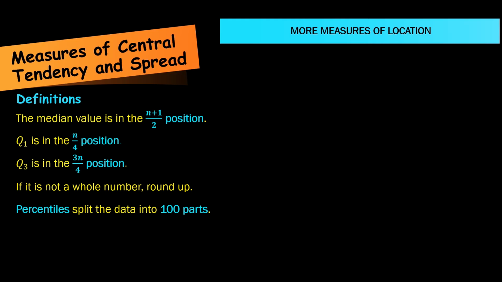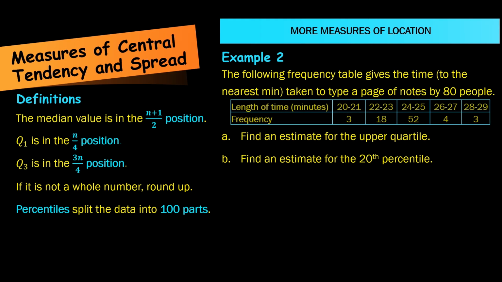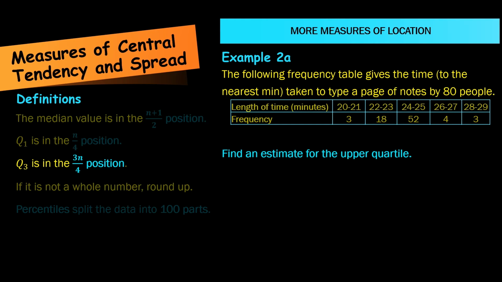Now let's take a look at percentiles. Remember that percentiles split the data into 100 parts. Pause the video and have a go at this example. Press play when you're ready to view the solutions. So let's take a look at part 2a first. The frequency table gives the time to the nearest minute taken to type a page of notes by 80 people. Find an estimate for the upper quartile.